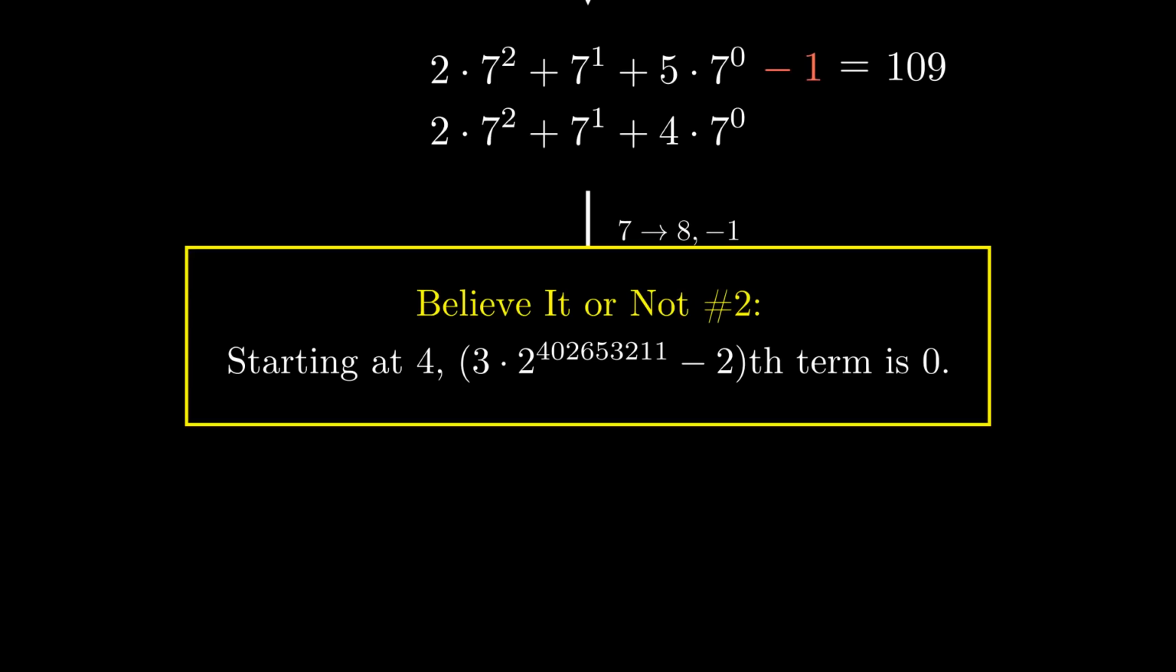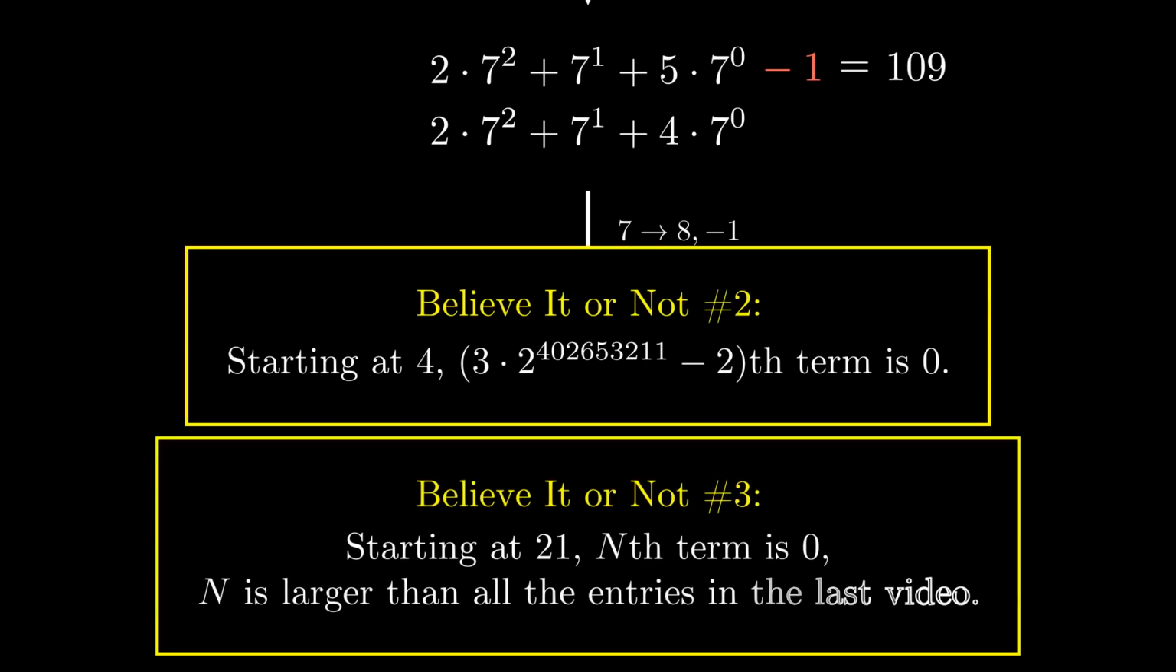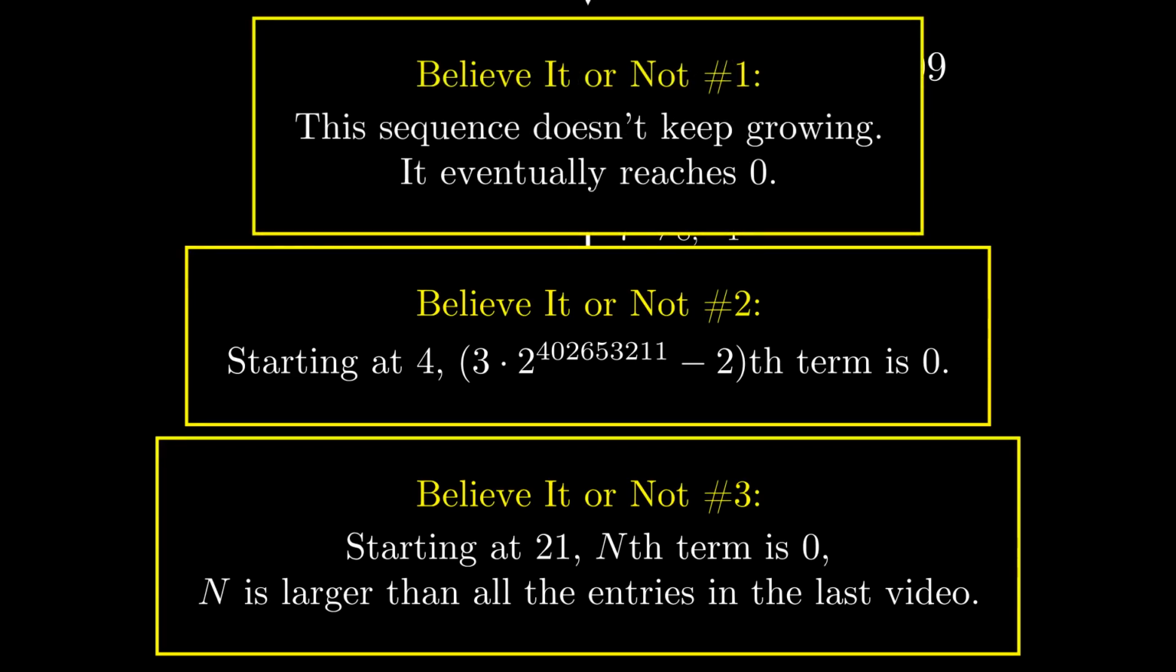Let's do one more believe it or not, going back to the sequence we had starting at 21. That sequence reaches 0 at the nth term, where n is so large that it dwarfs the outputs of the programs we saw in the last episode of the BIGNUM BAKEOFF series. How does one prove these claims? I'll try to give you a proof by example in this video. It can be made into a formal proof.